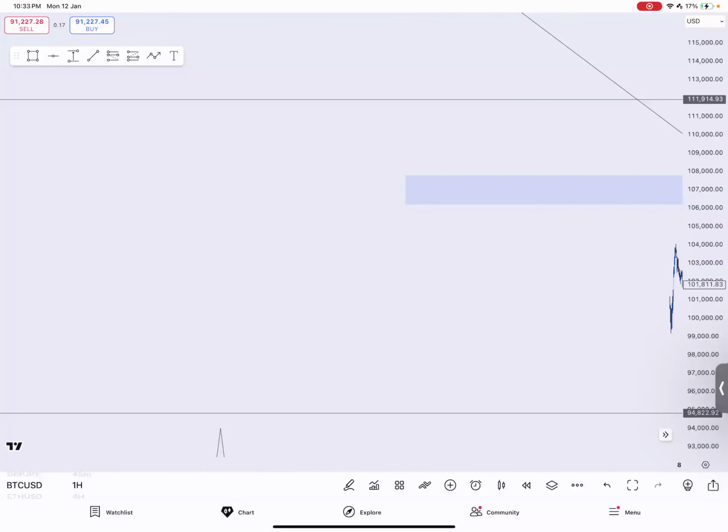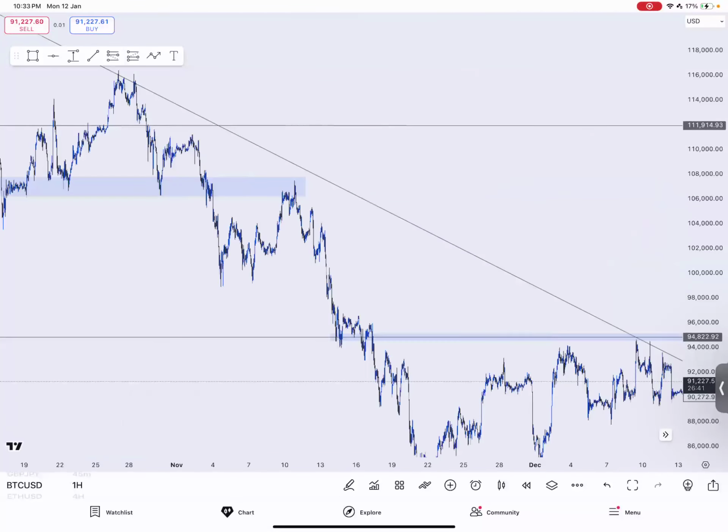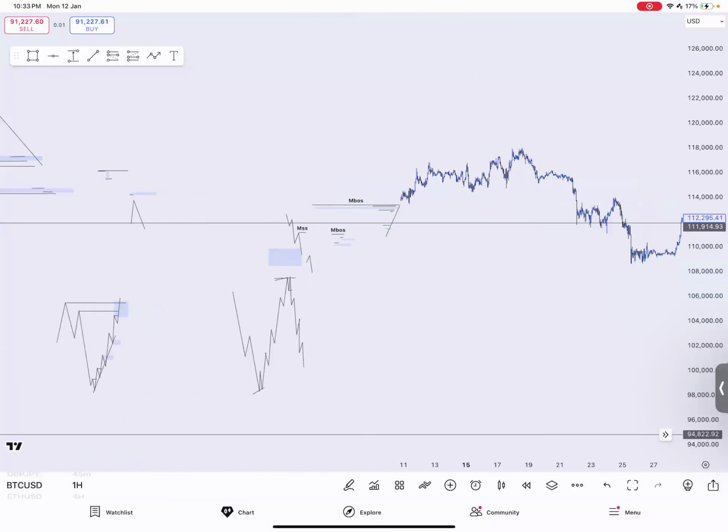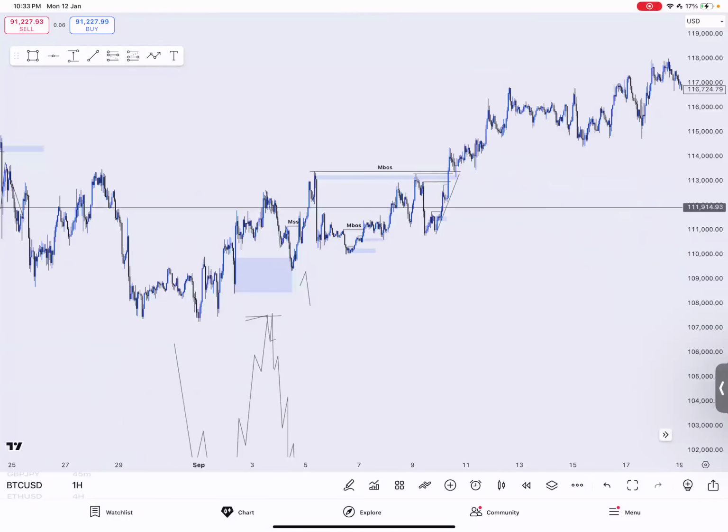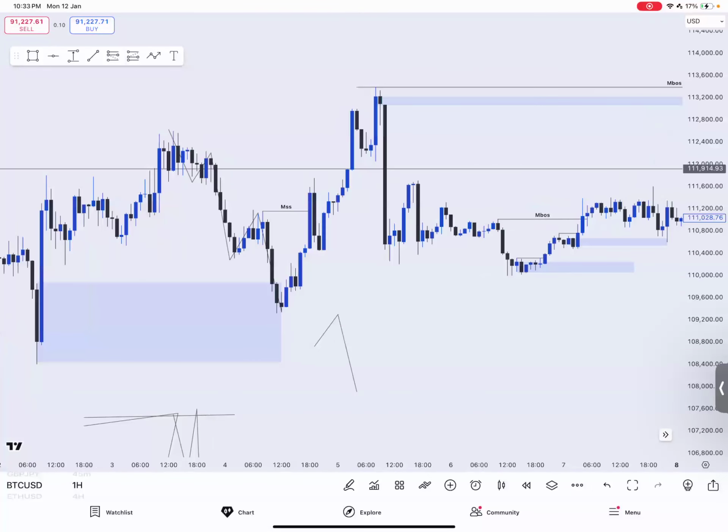I'll give you guys an example. Like I said, it can also be a single candle retracement. It can be a single candle wick. Let's go to the chart. I'll give you guys the first example and then the second example. So this is the example of the full retracement.